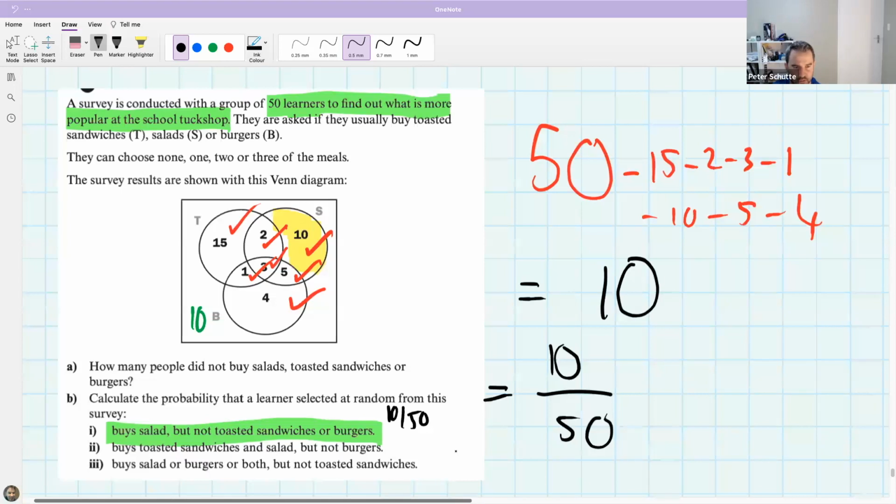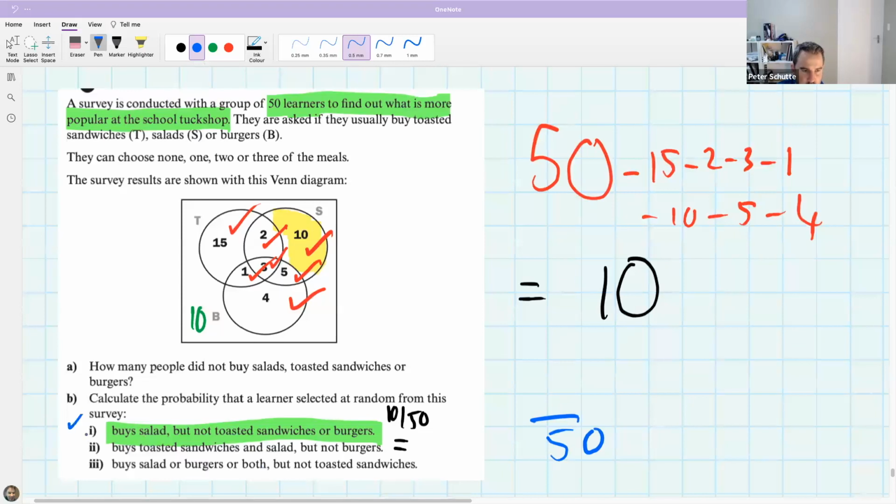Okay, for number 2, Kia, you can just put the link in the chat. We're almost done. I see we're running out of time. For this one, it's also going to be out of 50, but what is the answer going to be for 2? Buys toasted sandwiches and salad, but not burger. Toasted sandwiches is this one, and salad would be that one, but not burgers, so I can't be there. It can only be that region there.